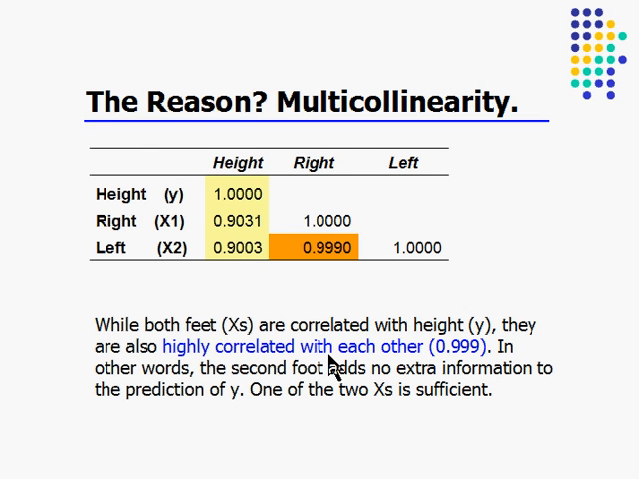The reason is because these variables, as I've said, are highly correlated. The left and right foot have a correlation of 0.99999. And we only need one of those values. The other foot doesn't add really any additional information.